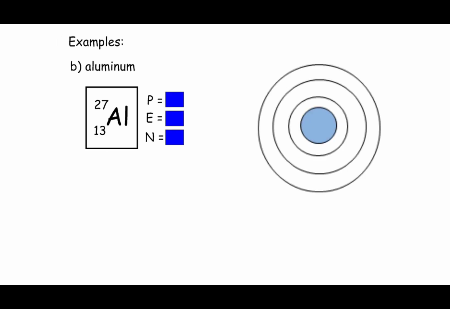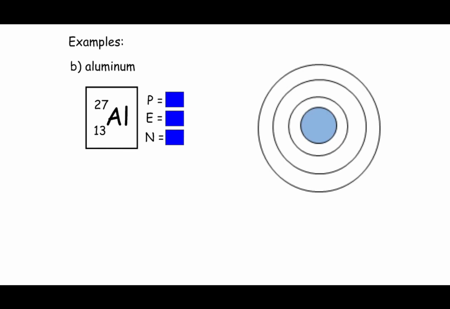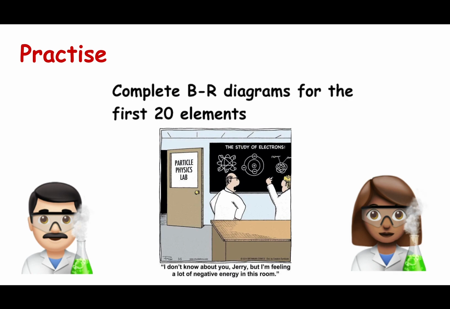Okay, so now if we look at aluminum, all right, so we have mass of 27, atomic number of 13, so we have 13 protons, 13 electrons, because they match up with the atomic number, and then the number of neutrons is 27, subtract 13, which gives me 14. Okay, and then for practice, you're going to work through the first 20 elements of Bohr Rutherford diagrams.